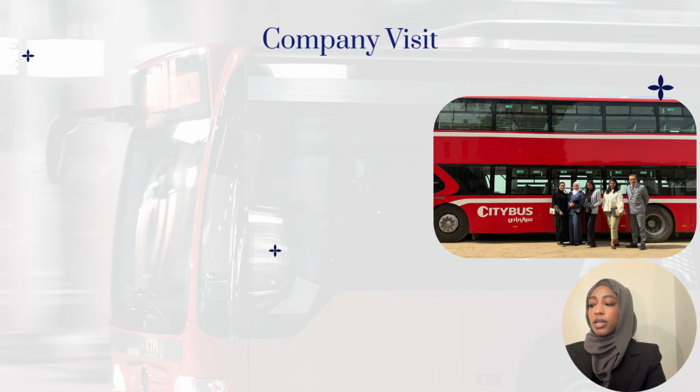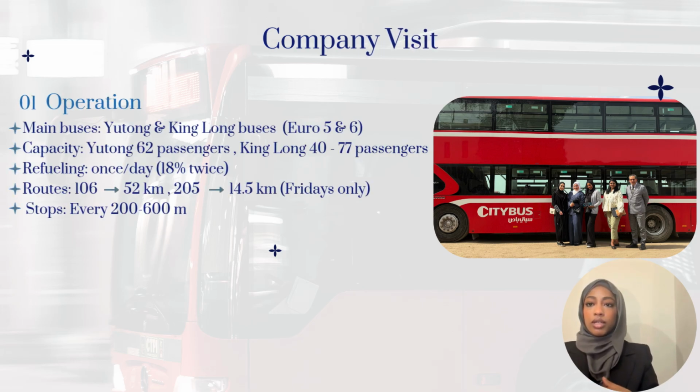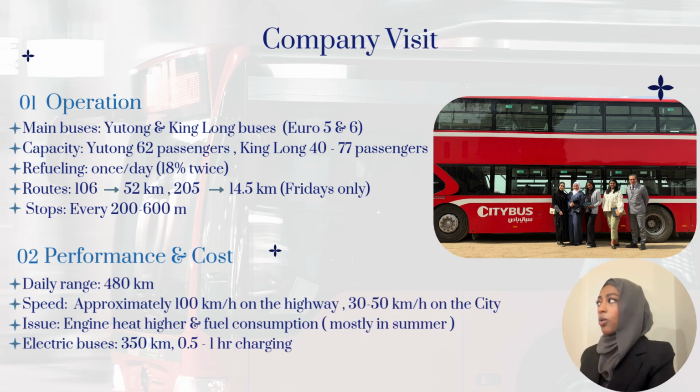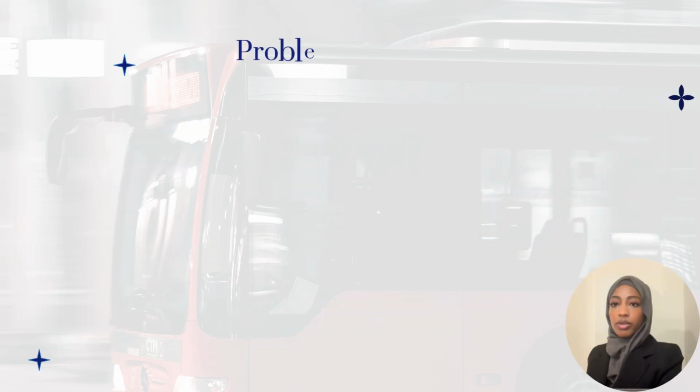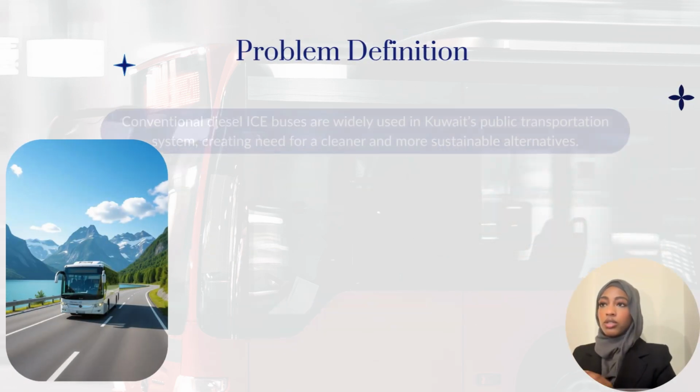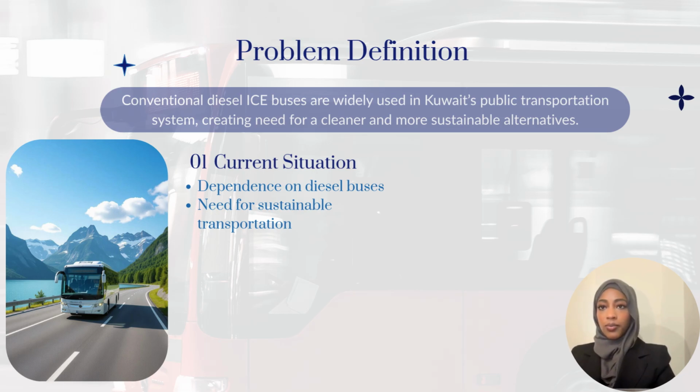A site visit was made to the city bus company to obtain information for the project, where the team was introduced to their operations, bus models, and specifications. Internal combustion engine buses are widely used in Kuwait's public transportation system, creating a need for cleaner and more sustainable alternatives.